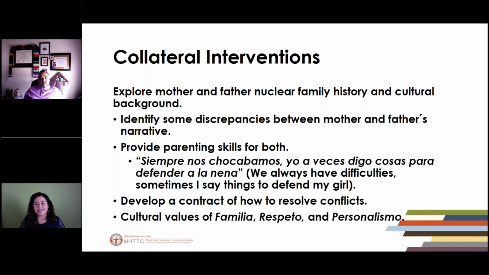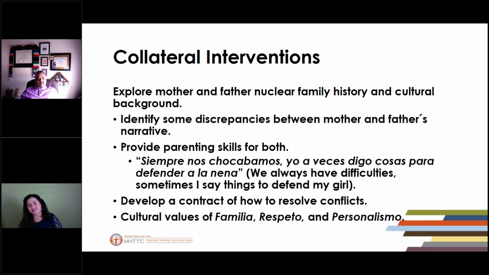Some of the things that she said relating to the parenting, my client was, "siempre nosotros chocamos y a veces digo cosas para defender a la nena." It's like, we are always fighting and saying things, but I always try to defend my girl because she is the youngest girl that she has. So the mom acknowledged that that was one of the difficulties they were presenting.